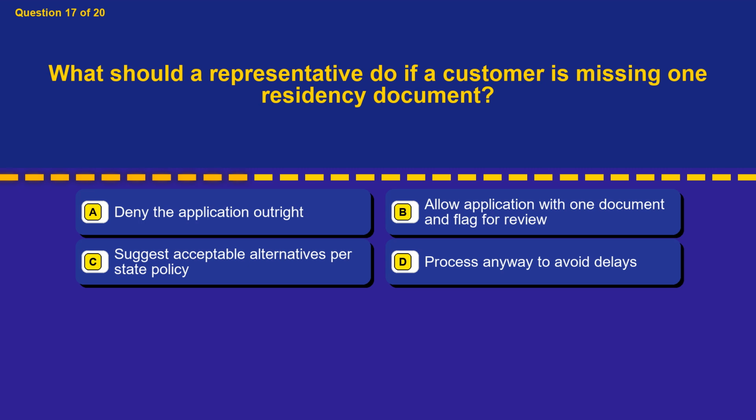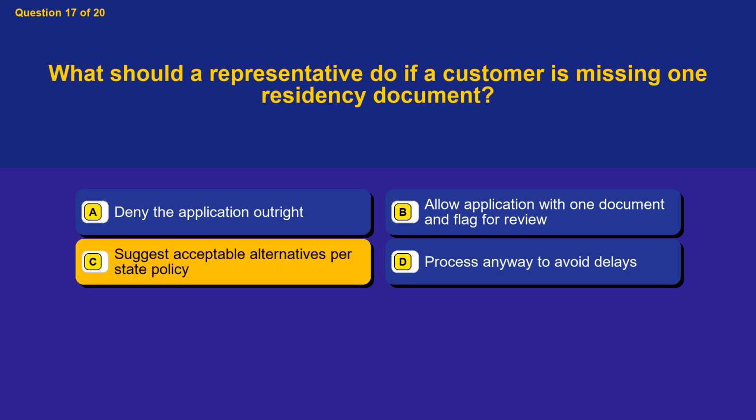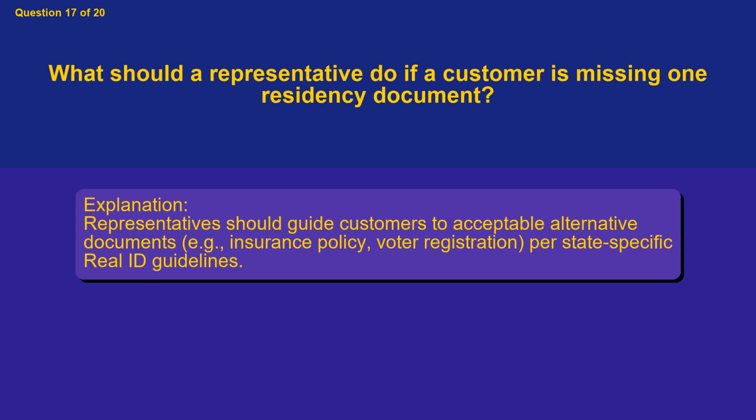Option A, deny the application outright. Option B, allow application with one document and flag for review. Option C, suggest acceptable alternatives per state policy. Option D, process anyway to avoid delays. The correct answer is option C, suggest acceptable alternatives per state policy. Representatives should guide customers to acceptable alternative documents, for example the insurance policy or voter registration, per state-specific Real ID guidelines.